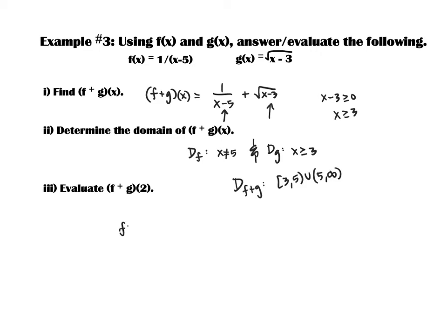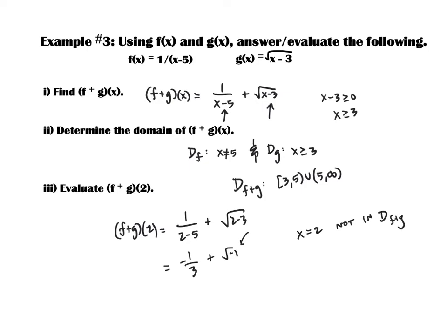So f plus g of 2. F plus g of 2 will be exactly what we have. That'd be 1 over 2 minus 5 plus the square root of 2 minus 3. Now notice what's going to happen here. I'm going to get a negative 1/3 plus the square root of negative 1. That can't happen. Notice that 2 is not in our domain.